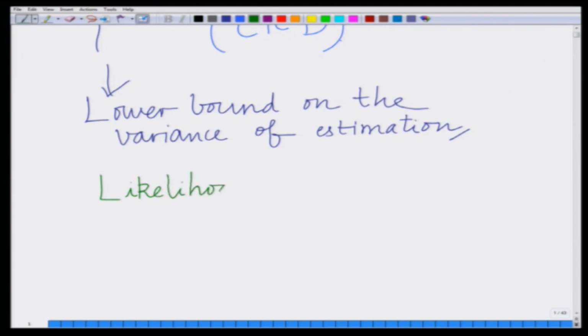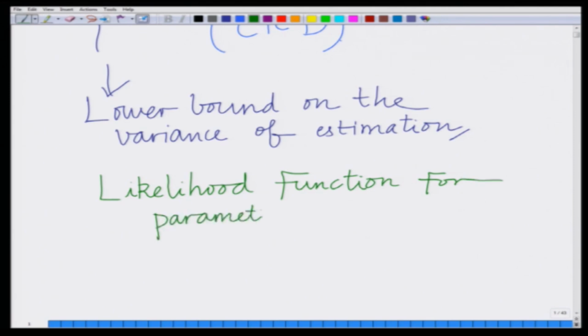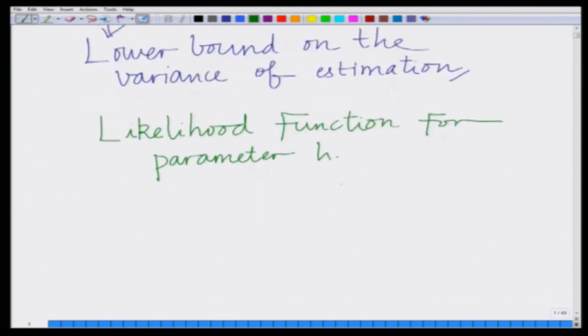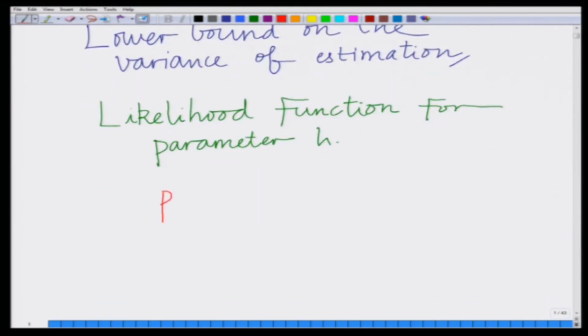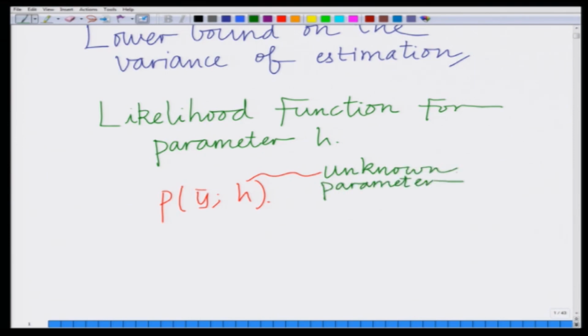So, remember we have already looked at the likelihood function for the unknown parameter h, and this likelihood function is denoted by P of y bar parameterized by h, where h is the unknown parameter and y bar is your observation vector, or vector of observations.